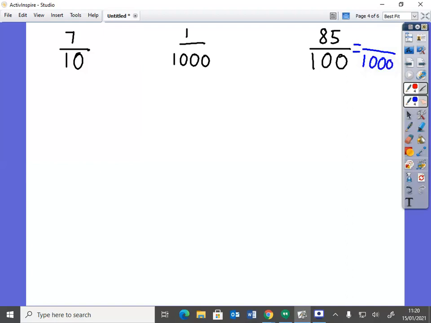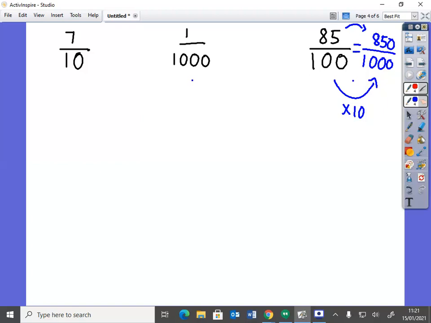So it'll be easier for me to compare these two. Now, what have I done from 100 to get to 1,000? Well done. If you use your knowledge of place value, realise that what I've done there is I've multiplied it by 10. Whatever I do to the denominator, I must do to the numerator. So now here I've got 1/1000th, and here I've got 850 thousandths. This one is clearly much, much bigger than this one already, isn't it?